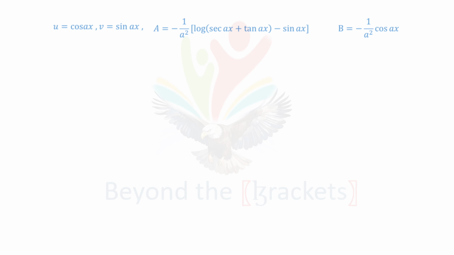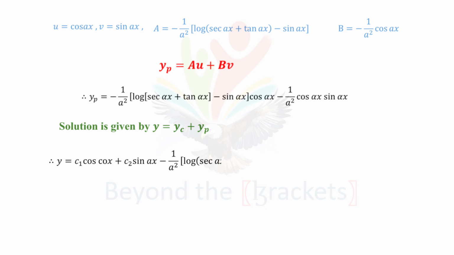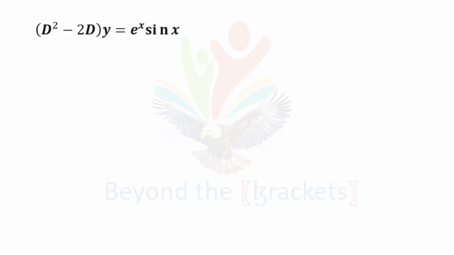Particular integral yp is a into u plus b into v, where the values of a, u, b and v are substituted. Solution is given by y is equal to yc plus yp. Substituting both the values completes the solution for the second question. The last question is given in the operator form.